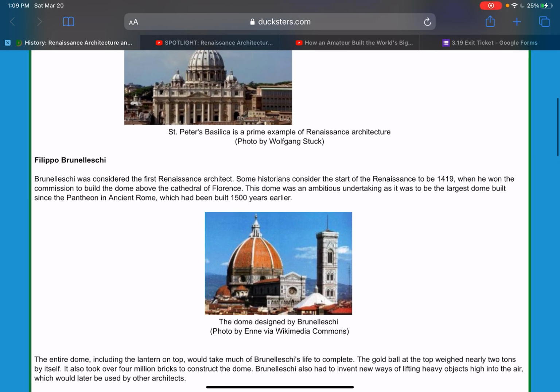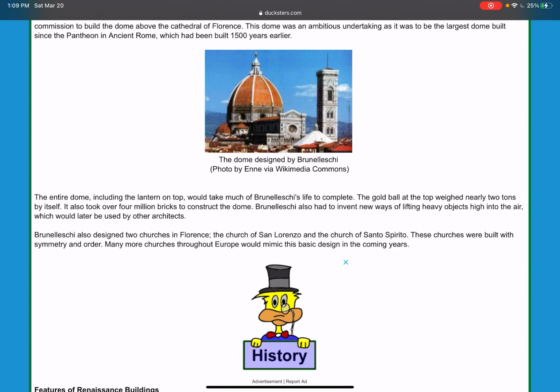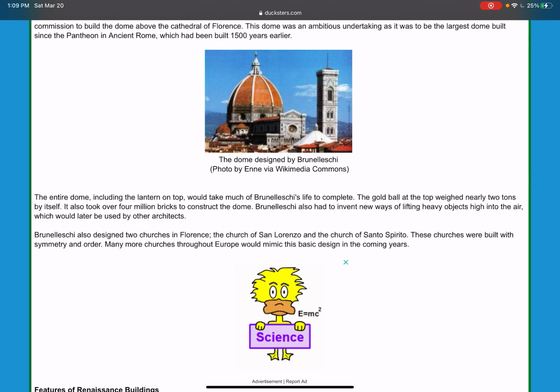The dome was an ambitious undertaking, as it was to be the largest dome built since the Pantheon in ancient Rome, which had been built 1,500 years earlier. The entire dome of Santa Maria del Fiore, including the lantern at the very top, would take much of Brunelleschi's life to complete. The gold ball at the top weighed nearly 2 tons by itself. It took over 4 million bricks to construct the dome. Brunelleschi also had to invent a new way of lifting heavy objects high into the air, which would later be used by other architects.